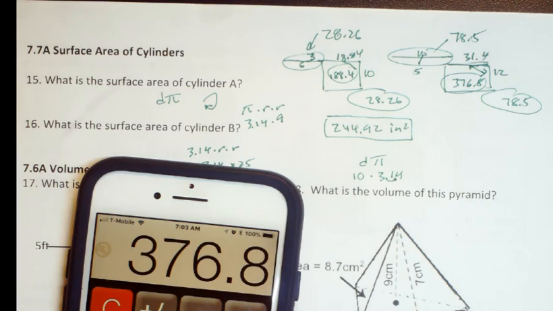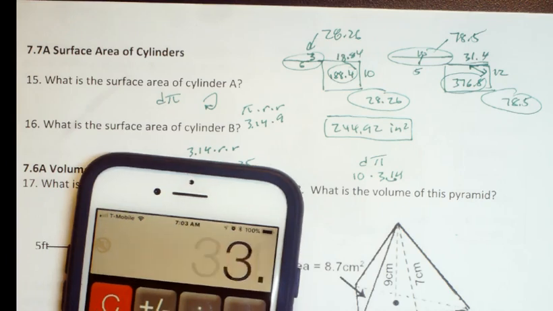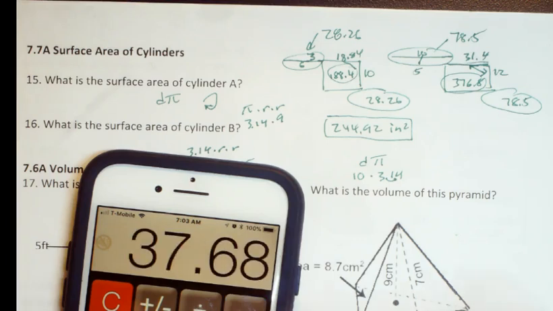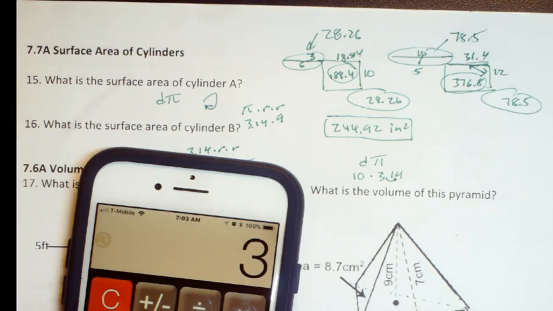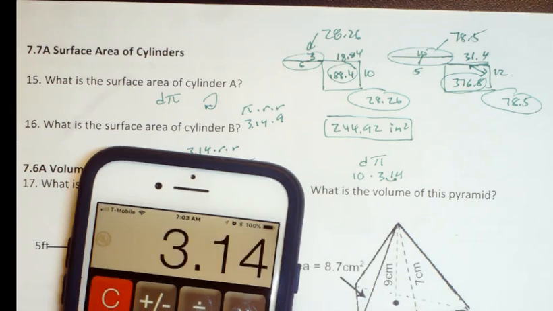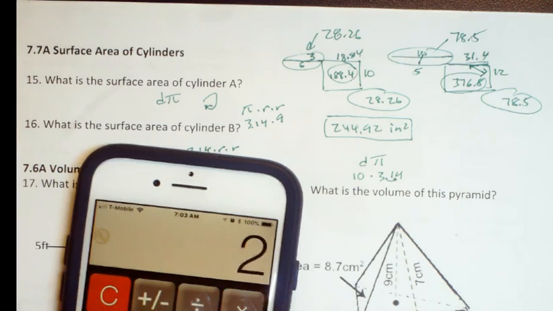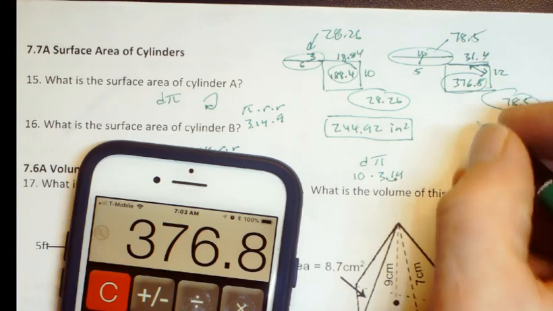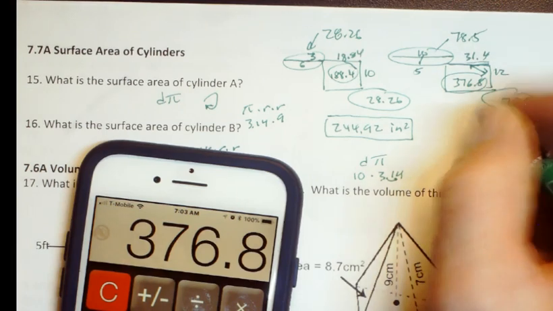We're just going to double check that one more time. You'll notice I'm constantly checking my work. 3.14 times 12, 31.4 times 12, 376.8. So I've got everything I need.